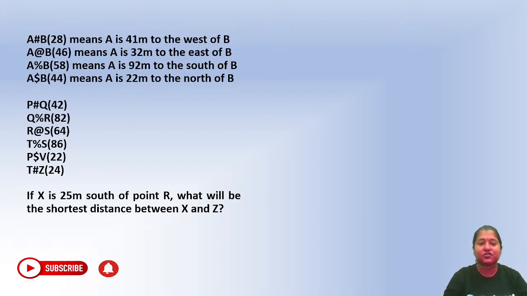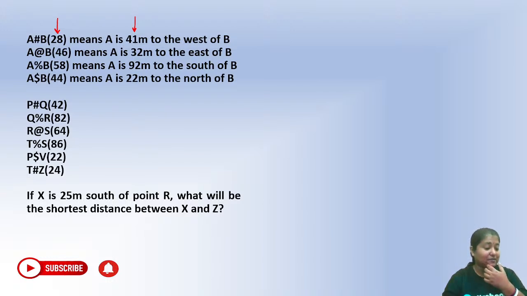Now in this particular question, first of all, you have to tell me what is the logic behind the number given in bracket and the actual distance. Anybody? Can you tell me what is the logic behind arriving at the actual distance here? How are we finding the actual distance? कैसे निकाल रहे हैं? 28 से 41, it's something plus. But 46 to 32, it's minus. 58 से 92, it's plus again. 44 से 22, it's minus again. So we are not having like plus 13 या plus 15 नहीं कर रहे हैं.